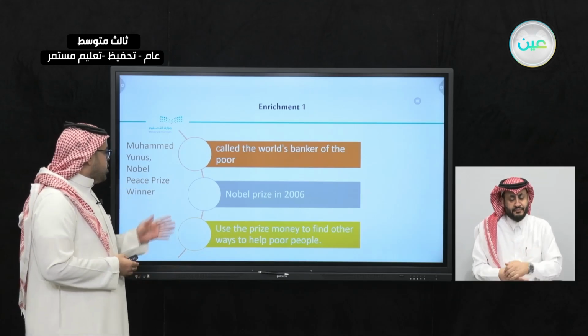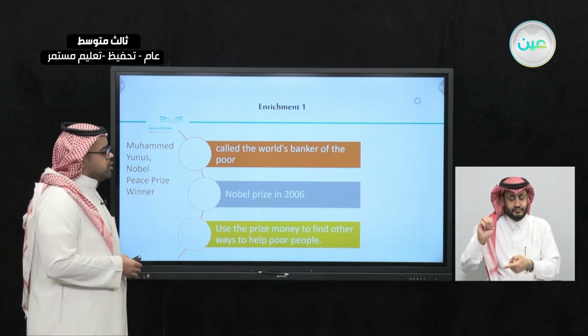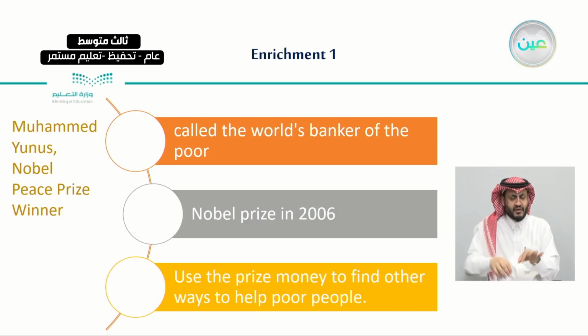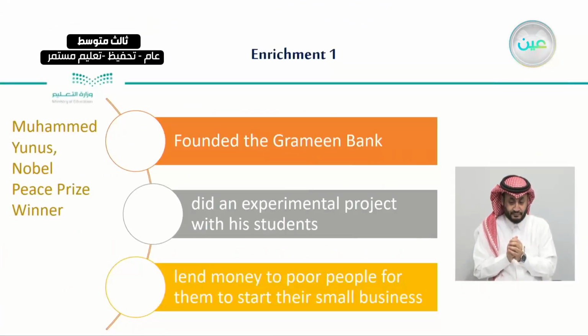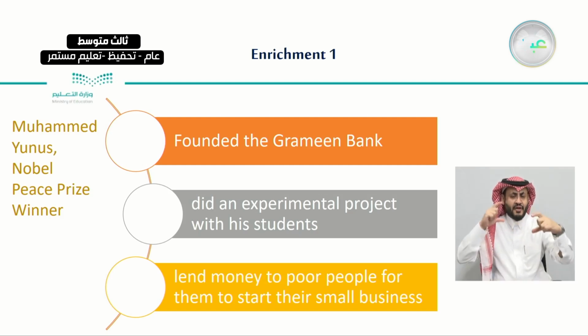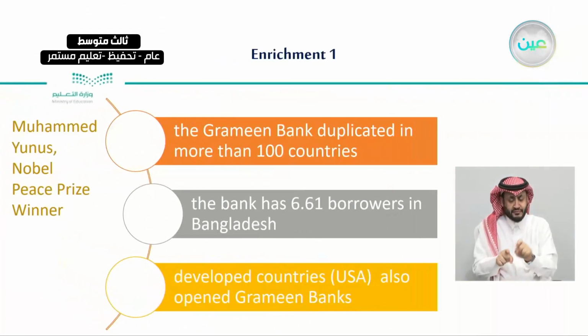So we started with Muhammad Yunus, when we picked up a couple of pieces of information about him: how he was called the world's banker of the poor, and also when he won the Nobel Prize and used the prize to find other ways to help poor people, and also how he founded the Grameen Bank and the experimental project that he did with his student, and he lent money to poor people.